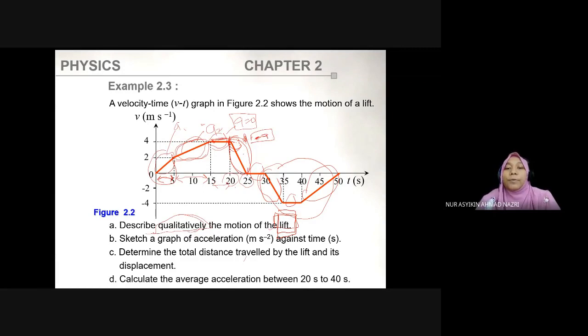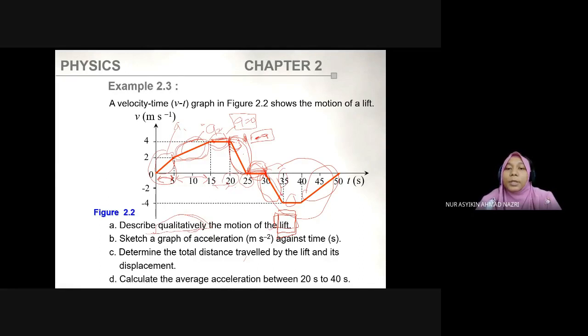And then we have 25 to 30 second, dia stop, static, no acceleration, no velocity, no displacement here. So memang static kat sini. Ataupun or else we can say it is in equilibrium state pun boleh. Alright, and then 30 to 35 second, so slowing down.